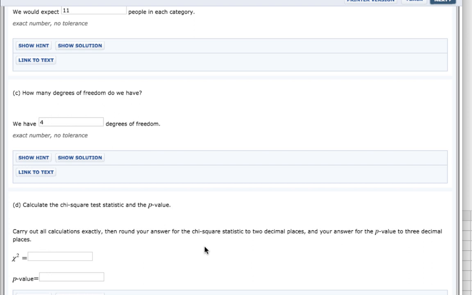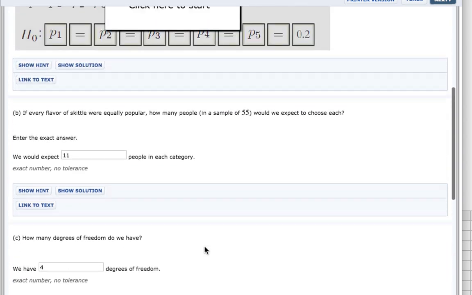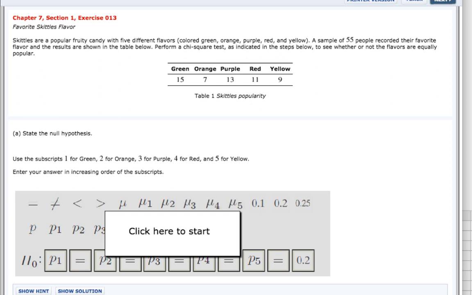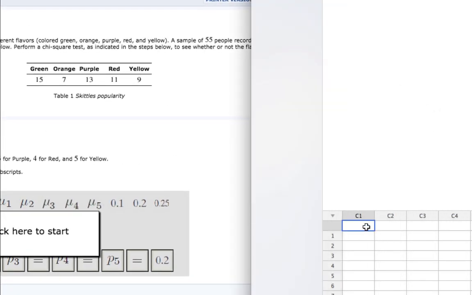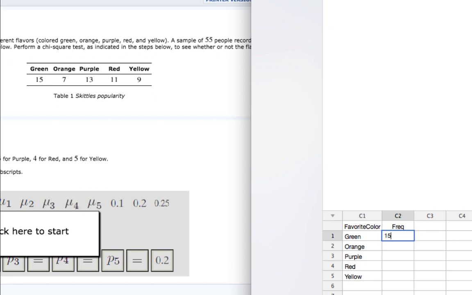Part D, calculate the chi-square test statistic and the p-value. I'm going to do this using Minitab Express. We need the data from our table, and in Minitab Express, we can just enter favorite color: green, orange, purple, red, and yellow, and the frequency, which was 15, 7, 13, 11, and 9.